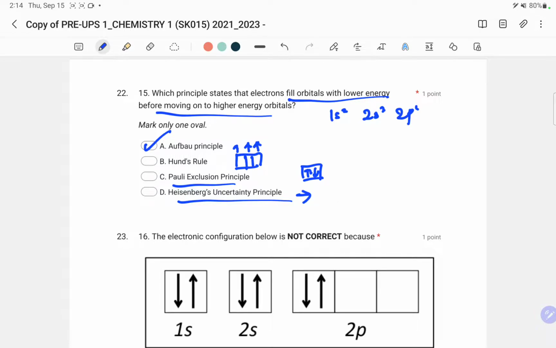Heisenberg pula, Heisenberg ni yang tadilah. Dia tak boleh nak tentukan position dan juga momentum pada masa yang sama. Tadi saya dah cerita dekat atas.